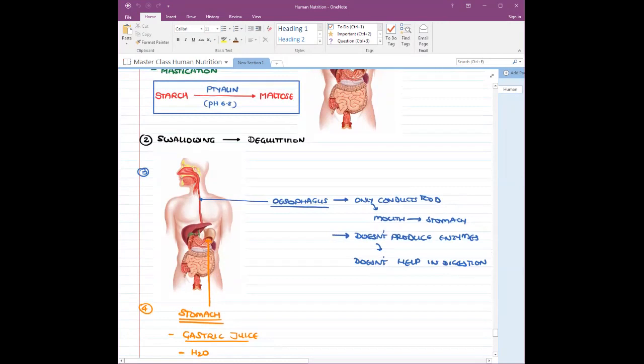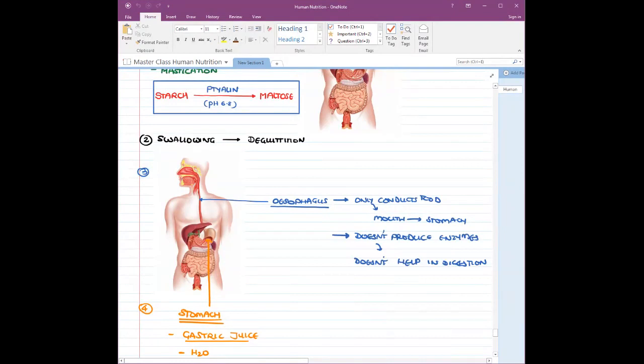At the time of swallowing, what did I tell you guys? The epiglottis is going to be closing off the opening of the trachea, and so the food is not going to enter into your trachea. It can enter only and only in the esophagus.